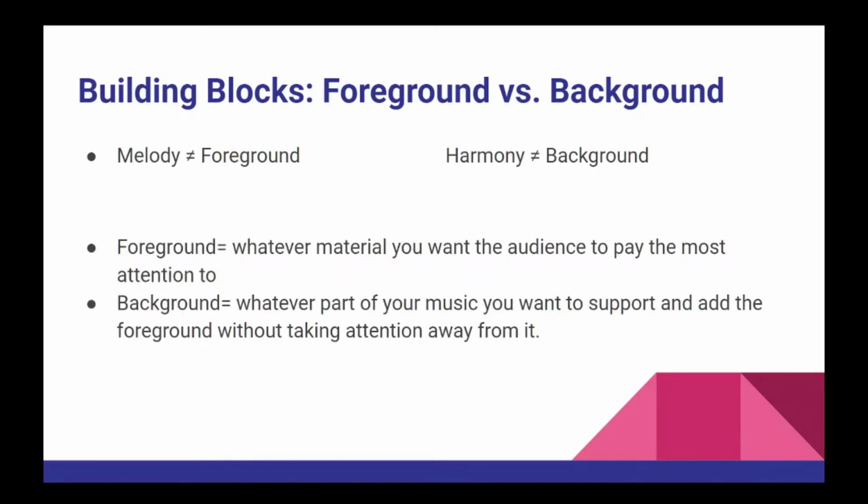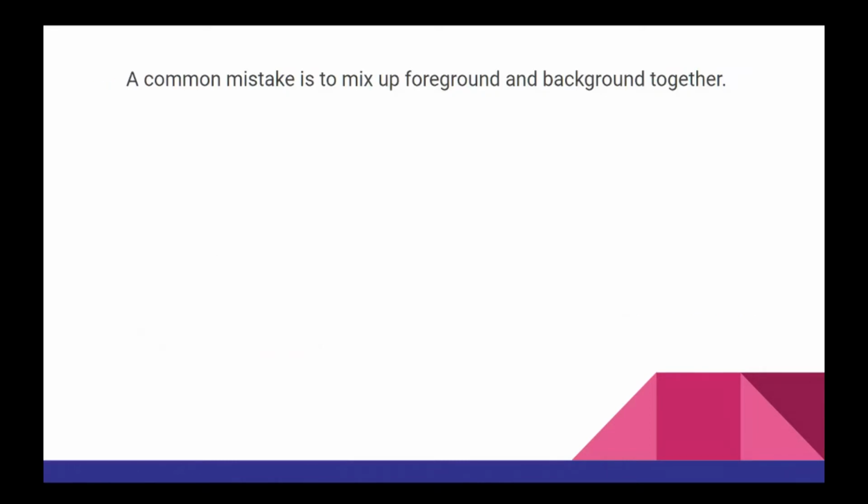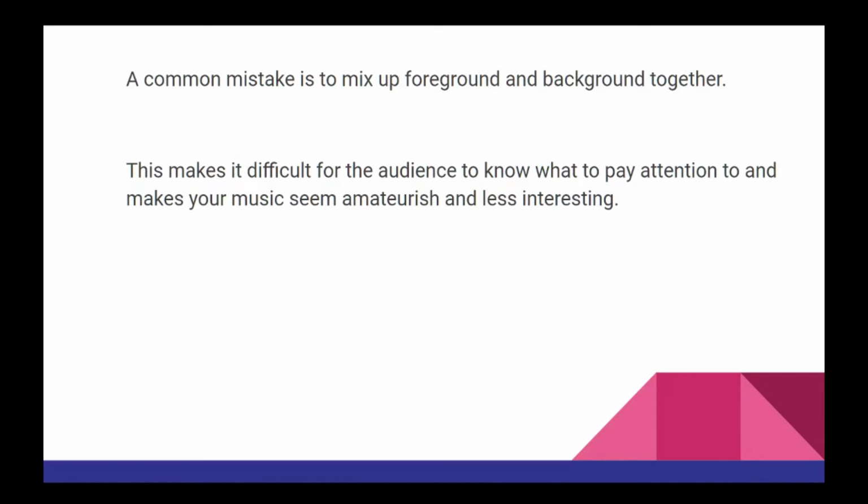Typically, foreground material is whatever part of your music that you want your audience to pay the most attention to. And your background material is whatever you want to use to support and add to your foreground without taking attention away from it. Most beginning composers find themselves accidentally mixing up their foreground and their background, and end up with arrangements that have no chance at keeping the melody in the forefront or keeping the audience's attention. For example, in this short bit, I orchestrated Mary Had a Little Lamb, but you can barely notice the melody due to everything else that's going on.